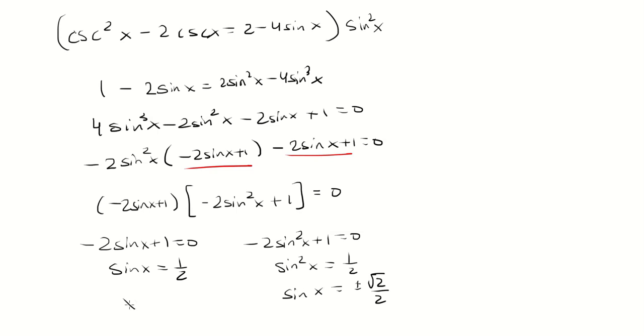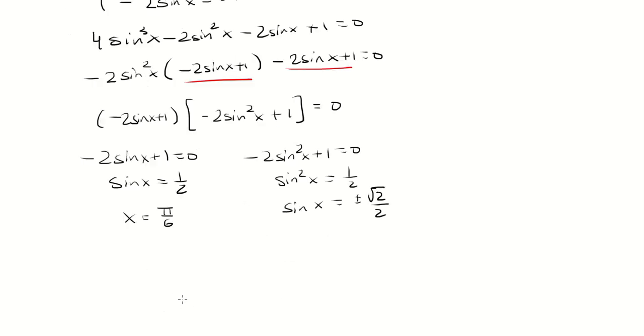Okay, so now when is sine equal to 1/2? So that's going to be pi over 6, and 5 pi over 6. And so you want to add 2 pi k. So k here is an integer.